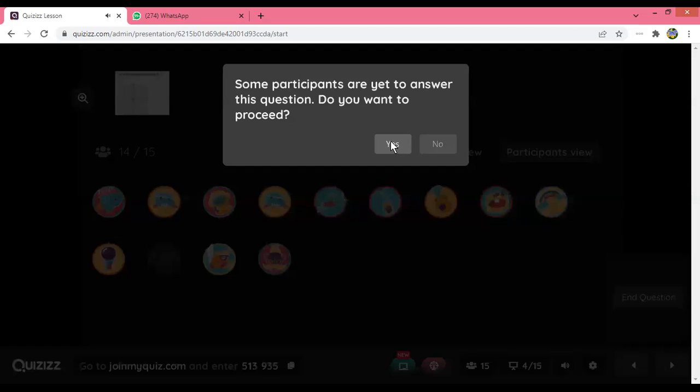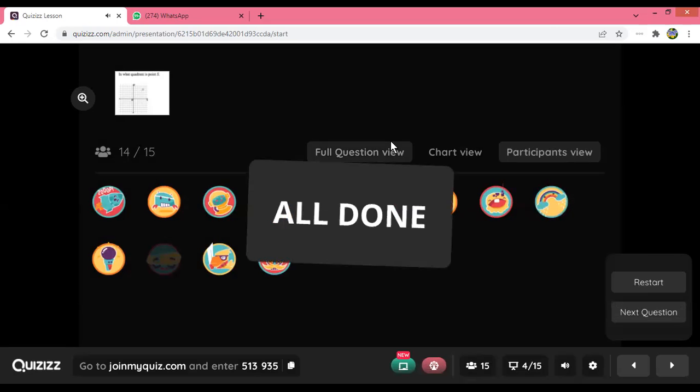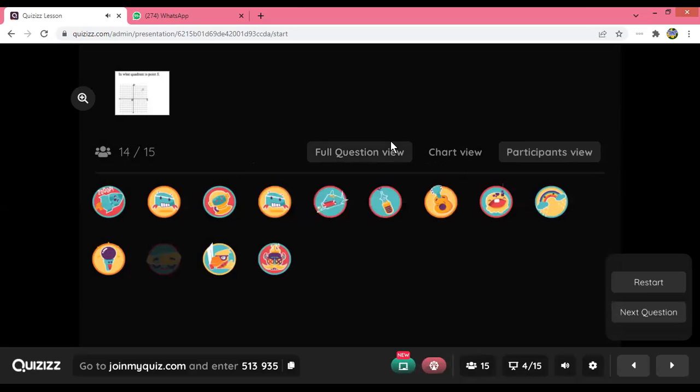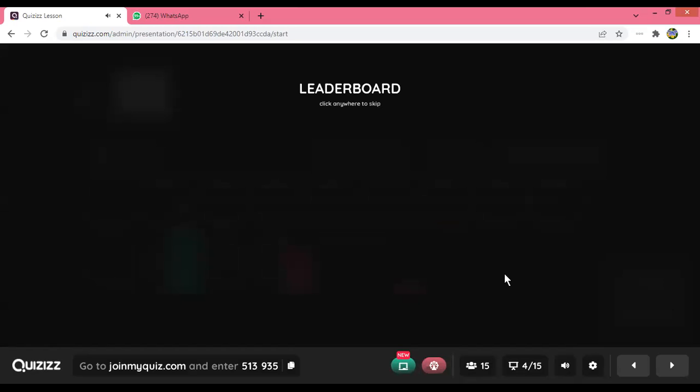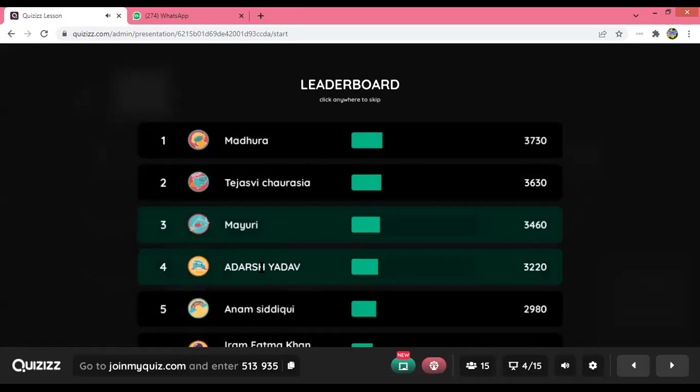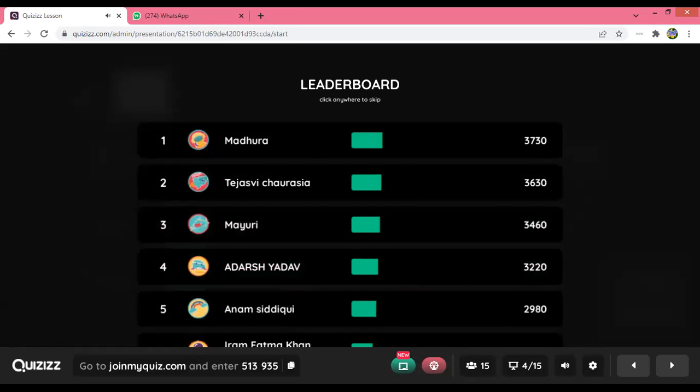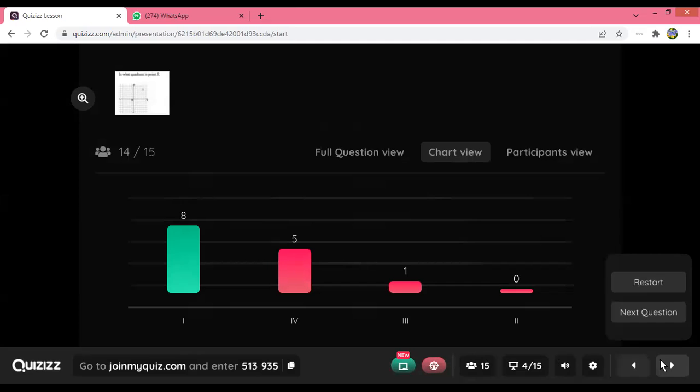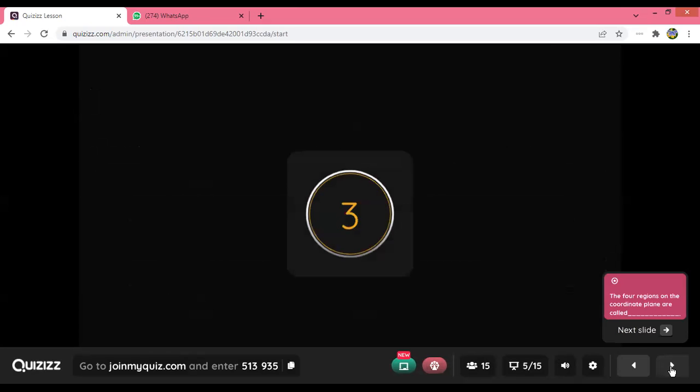Let's see how many of you got it correct. Others who still want to try, you can still check the link from the chat box. And there, Madhura, Tejasvi, Mayuri, Adarsh, Anam, Iram, very good. You're doing great. The answer to this was the first quadrant. S was in the first quadrant. Look at the next question.